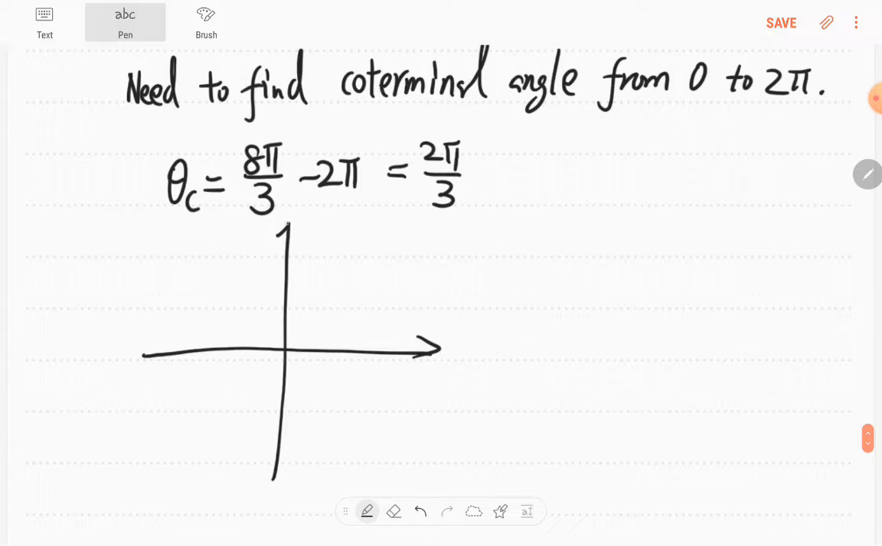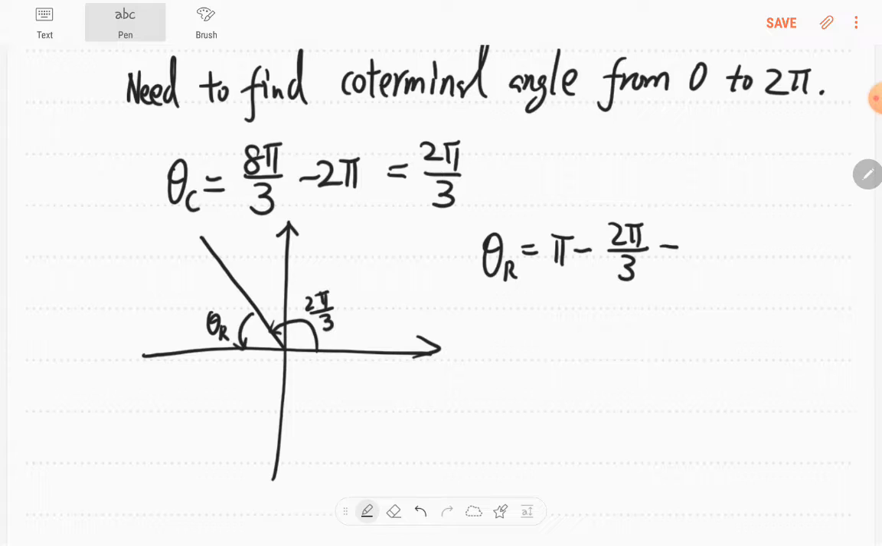2 pi over 3 is less than what? Less than pi. Pi is 3 pi over 3, right? So it would be here. 2 pi over 3. So our reference angle is this one, theta r. So here is 2 pi over 3. So what is theta r? Theta r, the reference angle is pi minus 2 pi over 3, which is pi over 3, right?